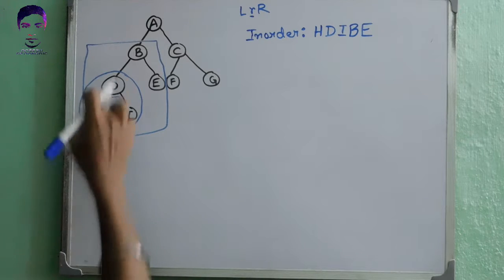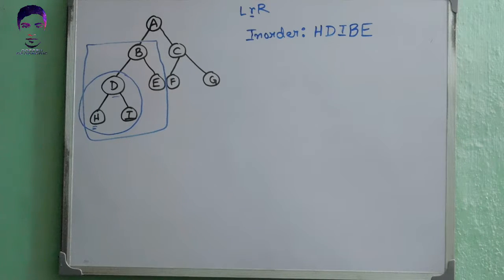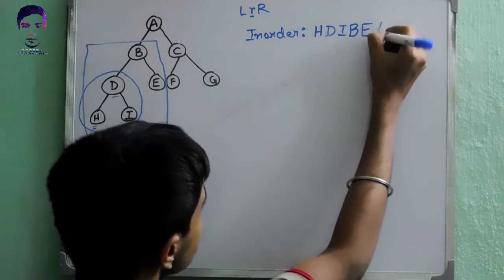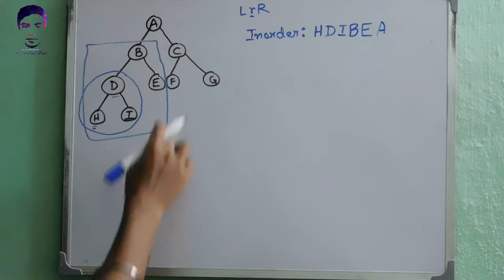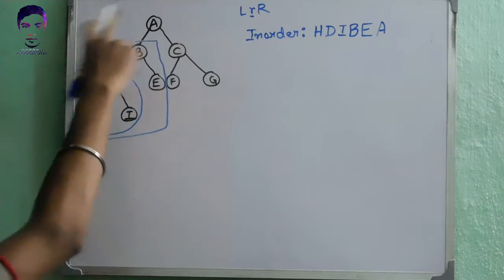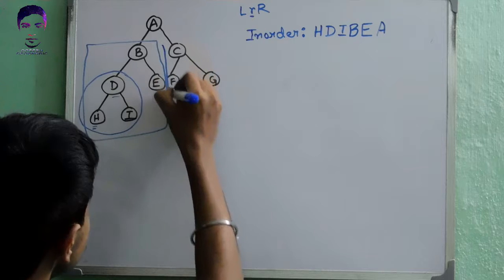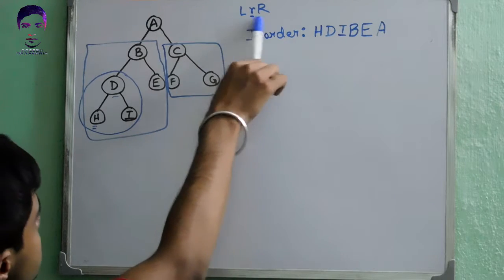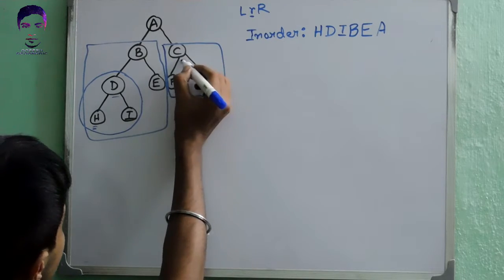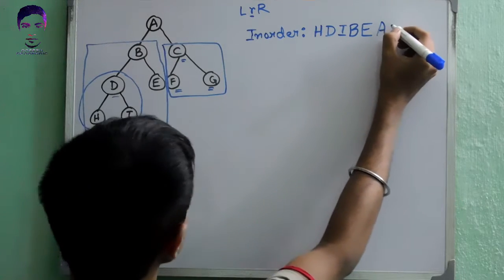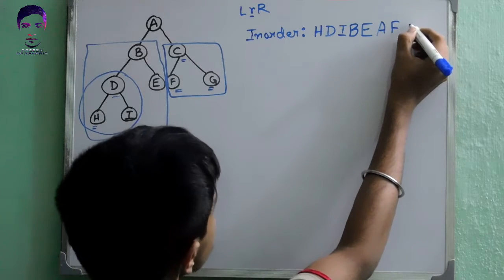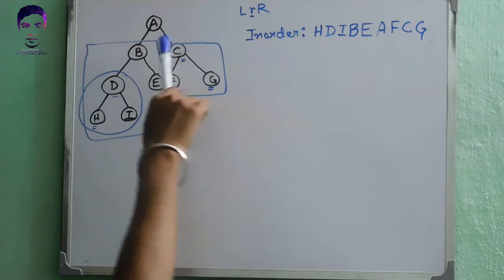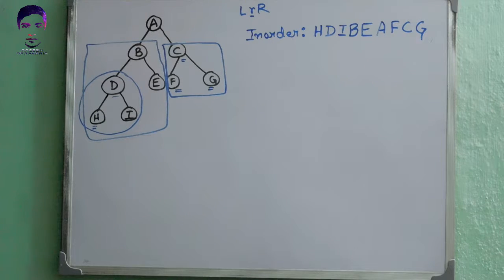Now considering this subtree as the leftmost node, we come across the root, that is A. So A, and then we come across the right part of this whole tree, that is this subtree. For this subtree again we will follow the rule left, root, right. So F, C, G. So this is the Inorder traversal of this tree.